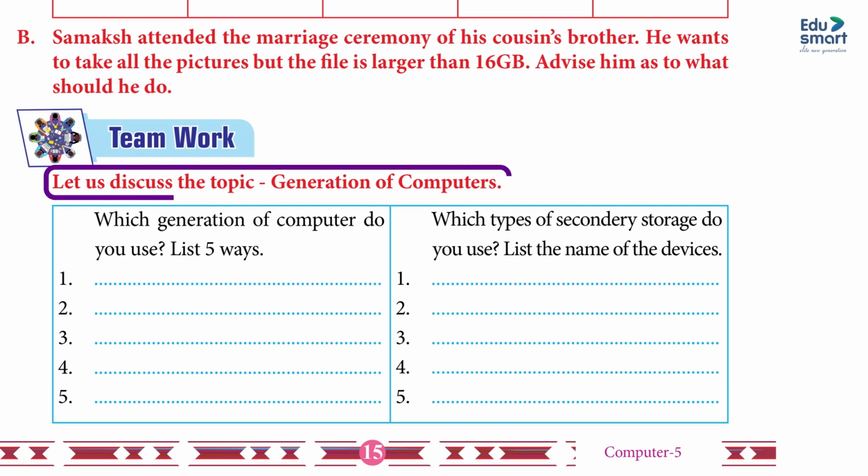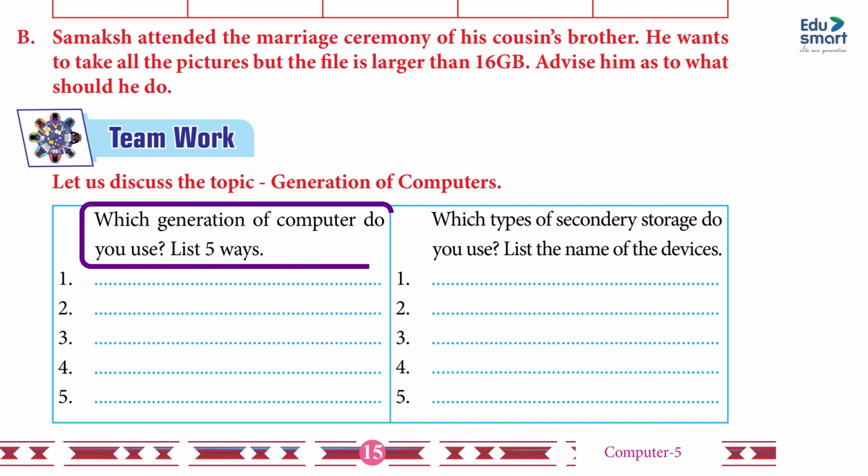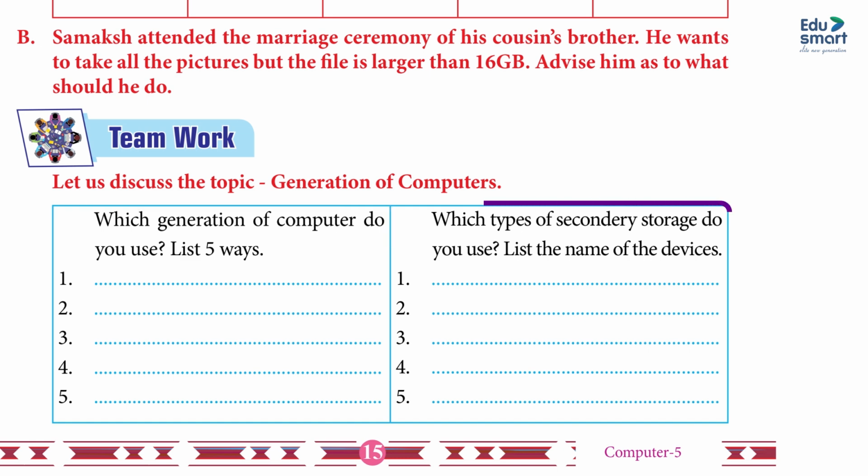Team work. Let us discuss the topic generation of computers. Which generation of computers do you use? List 5 ways. Which types of secondary storage do you use? List the names of the devices. Answer: do it yourself.